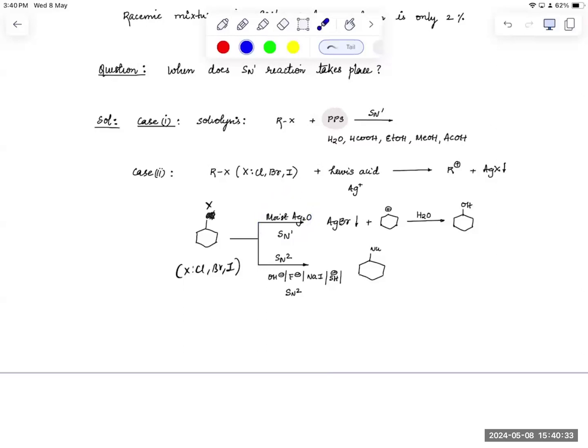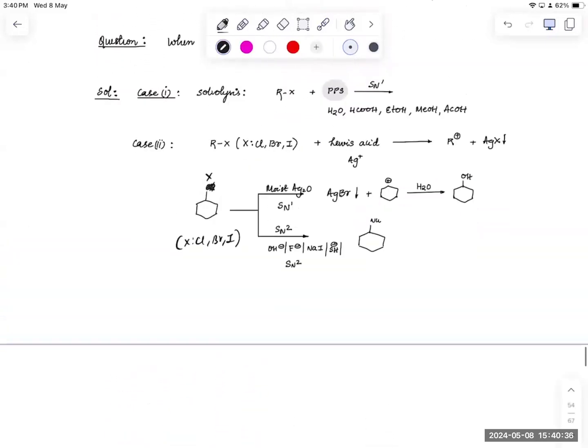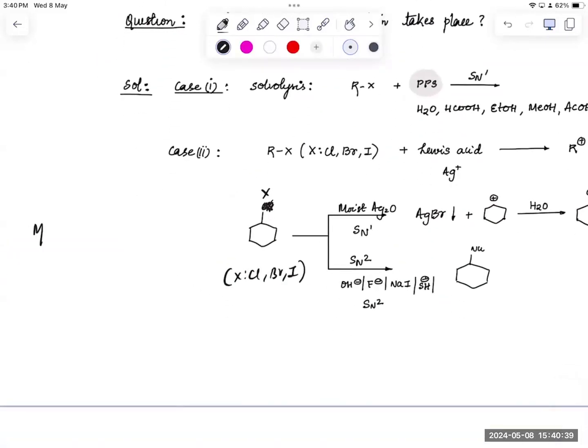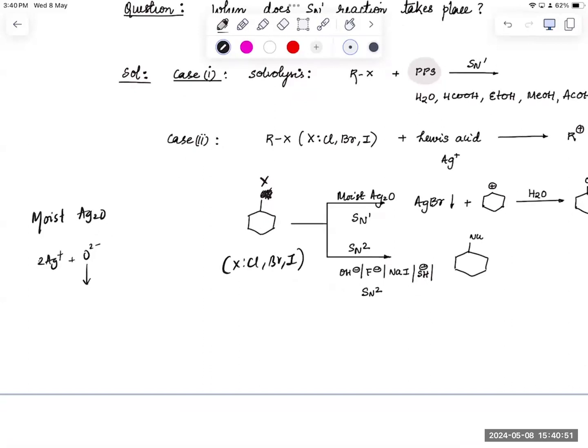Let me tell you what this moist Ag2O means. Moist Ag2O is 2Ag+ and O2-. And the minute you add water, it converts into 2 moles of OH-. So basically, moist Ag2O is the same as saying that I have an Ag+ ion and OH- ions. So remember that moist Ag2O is the same as saying it has Ag+ ion and two OH- ions.